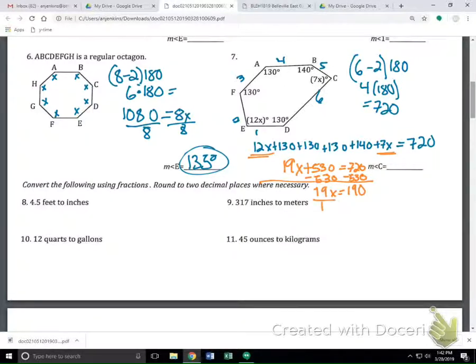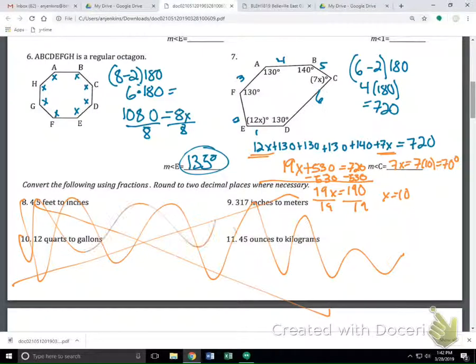190. We divide over by 19. What's your x value? But that's not what the question asks for. It doesn't ask for you to solve for x. It asks for you to find the value of c. So we take that and we plug it back in. So you have 7x, which is equal to 7 times 10, which is 70 degrees.